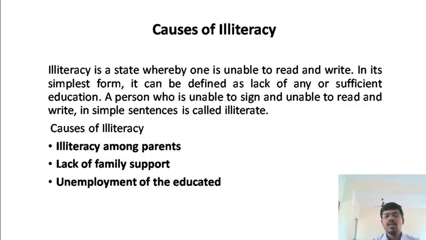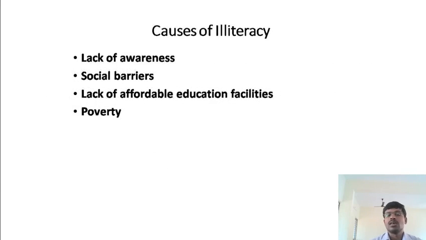Let us sum up: illiteracy among the parents, lack of family support, unemployment of educated persons, poverty, social barriers, lack of affordable education facilities, and lack of awareness are the causes of the illiteracy problem. In the next class, we are going to talk about the remedies for eradicating the illiteracy problem in Indian society.